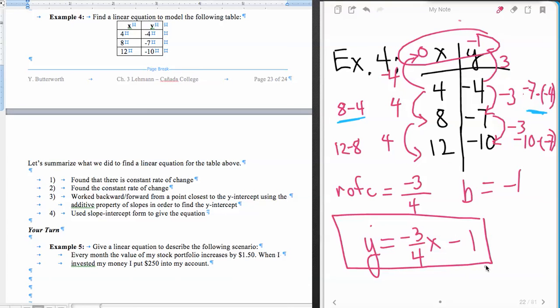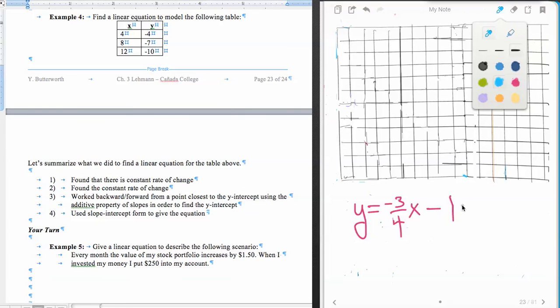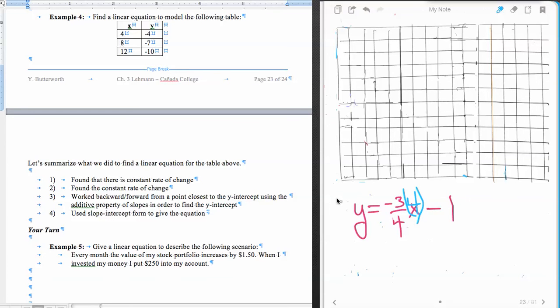Now the cool thing is, with this model, we can check and make sure that it works. So I'm going to change the page and we're going to do a check on this. Remember that any of our ordered pairs should satisfy this equation if it's truly the linear equation for this table. So the first thing I'm going to do is plug in one of my values. I'm going to plug in the first one, 4, negative 4. So if I put in 4 for x and negative 4 for y, substituting those in, I'm asking, does this satisfy it?